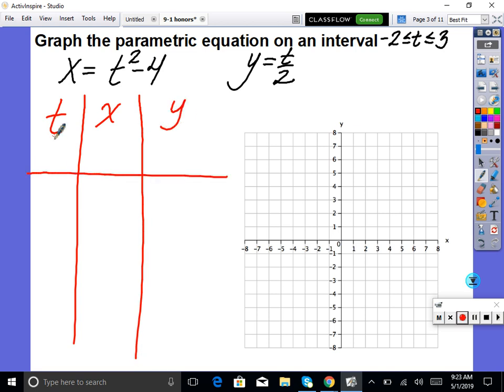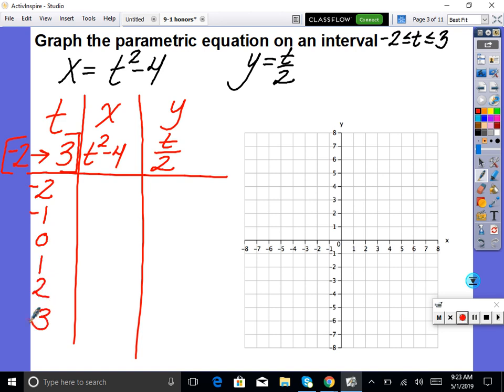So now our time frame is starting at -2 up to 3, and it's including -2 and 3, so I'll put brackets. I'm just drawing myself a little picture here. X is going to be t squared minus 4, and y is going to be t divided by 2. If we're going from a time frame starting at -2, we can graph as many points as we like. Let's just do whole numbers for this one: -2, -1, 0, 1, 2, 3. Does everybody see how that's just our time frame here?